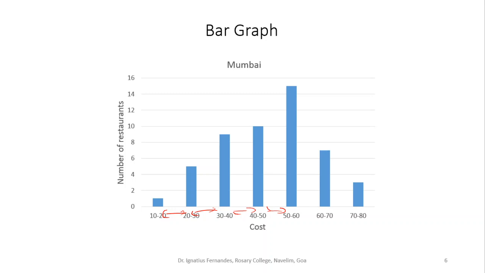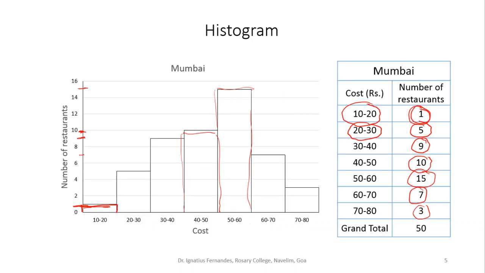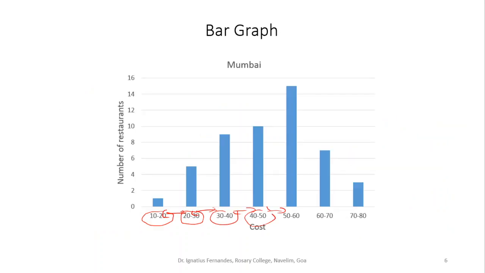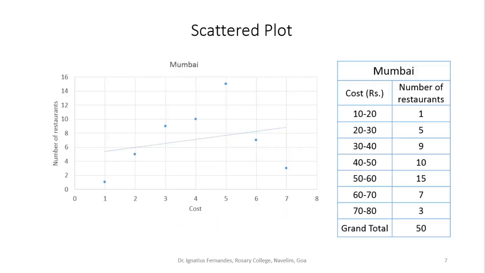And then for each of these bars I am labeling 10 to 20, 20 to 30, 30 to 40, 40 to 50, the same way like how I did in histogram. Each of these bars, I write a label. Okay. So this was a histogram, this is a bar graph. The same way I can draw a scatter plot.